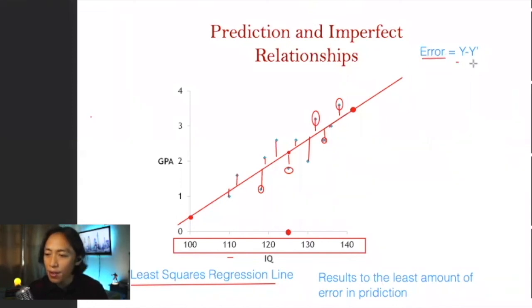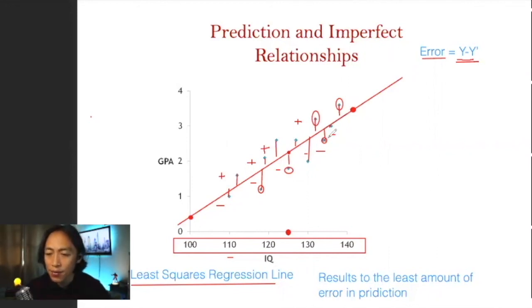And if you follow this particular equation in computing for error, you would find that some errors are positive, such as these errors. These will be positive if we compute these errors. And some errors will be negative. These errors will be negative when the observed is below the prediction line.